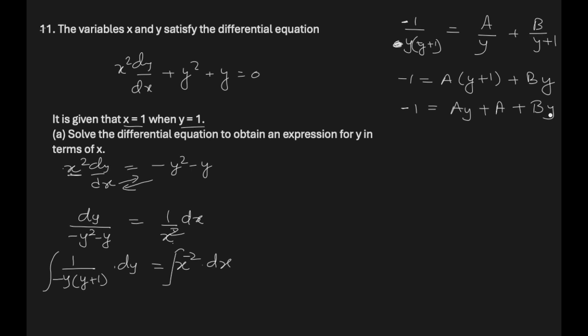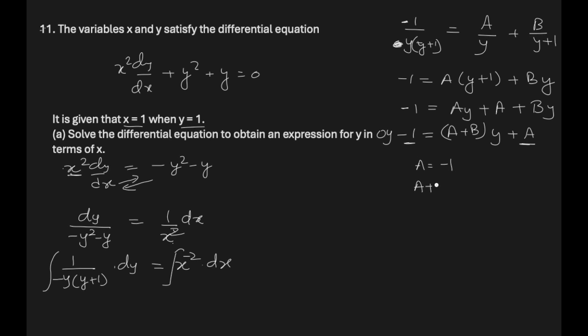Okay, so let's take y common. So minus 1 equal to a plus b y and plus a. Now there is no y here, so I can write 0y and compare. First I will compare the constants, minus 1 and a. They are the only constants on the two sides, so a is equal to minus 1.